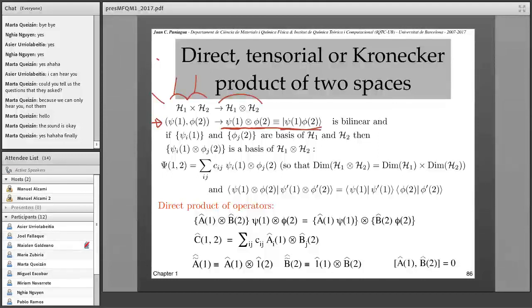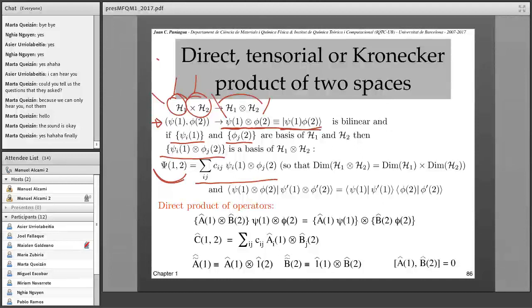That means that if we have here or here a linear combination of vectors, we obtain the corresponding linear combination of products. And then, if we have a basis set in H1 and a basis set in H2, the collection of all of these products is a basis set in the direct product of the spaces. That means that any vector in the product space can be put as a linear combination of those products.